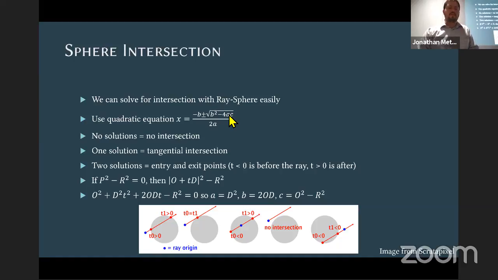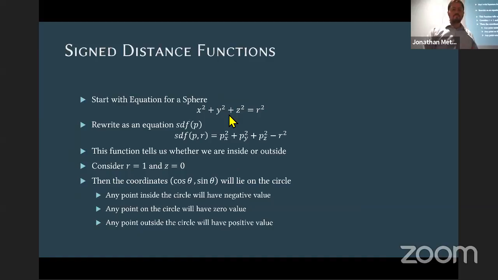For instance, what if I wanted to take a cylinder and subtract a cube out of it? There's no closed form solution for that, or if there is, I don't know about it, or it hasn't been discovered yet. However, we can do what's called a signed distance function.